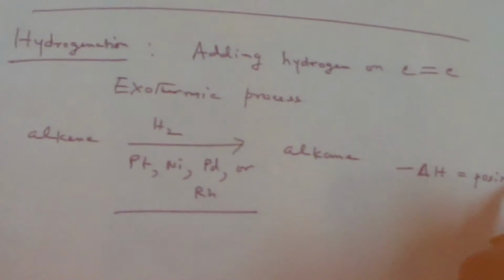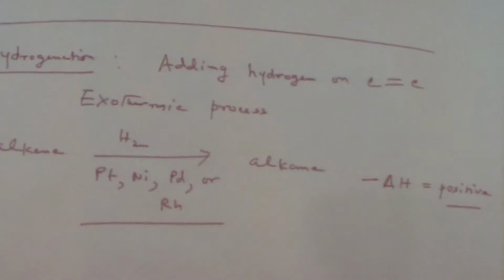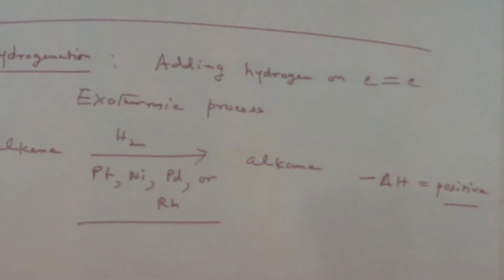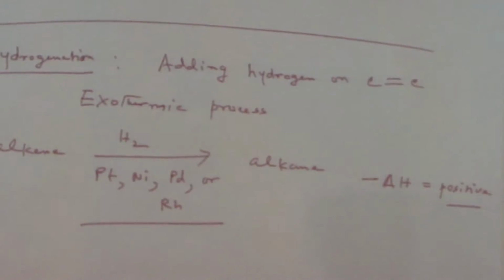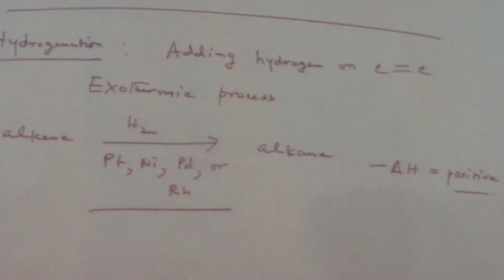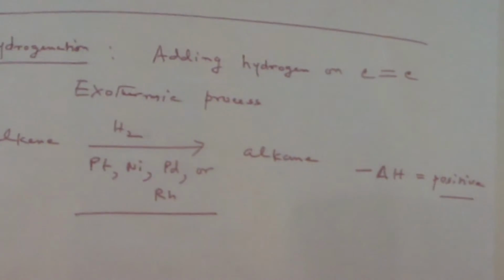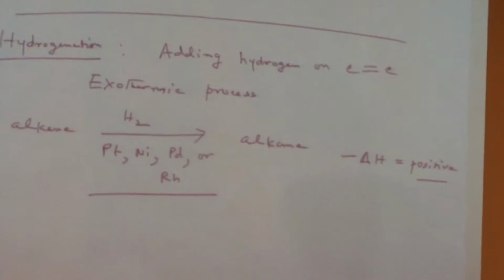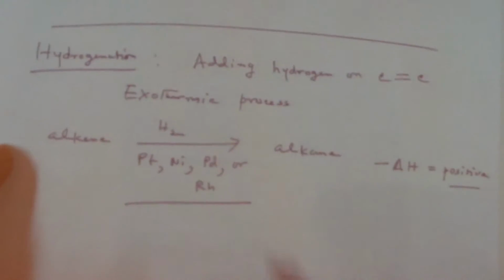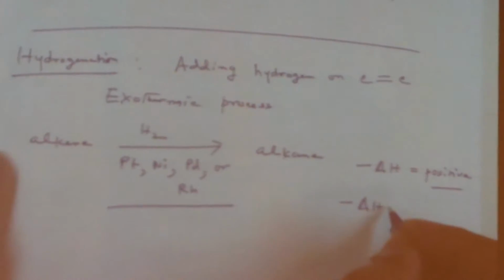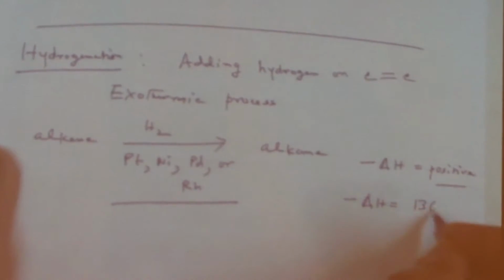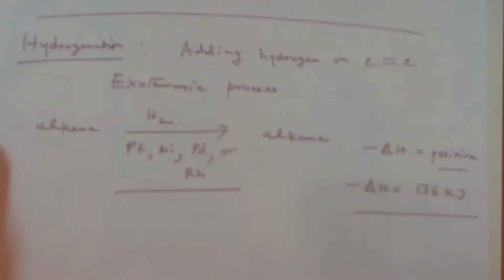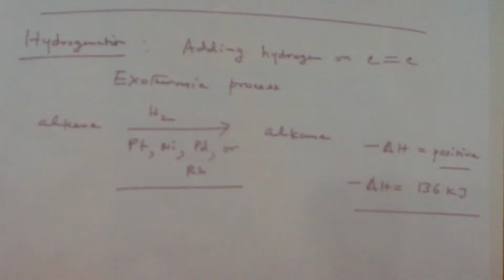So negative delta H, or delta H is negative, means the same thing. It's essentially an exothermic reaction, heat is released. And for each double bond, it's about 136 kilojoules that are released in this process. So minus delta H is typically 136 kilojoules for each double bond.